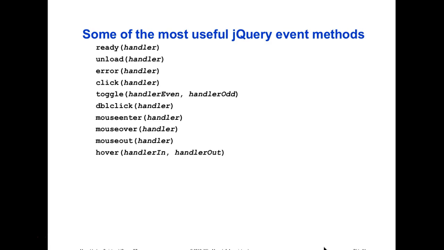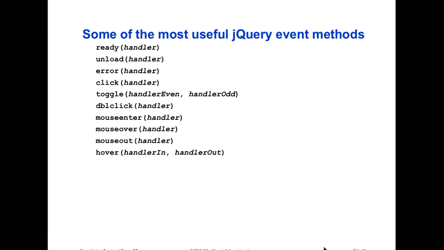Now these are some useful jQuery event methods. We've already seen the document ready. We've seen the click and even the toggle. But there's unload, which would be the same as body unload. So when a page changes, that event would happen.